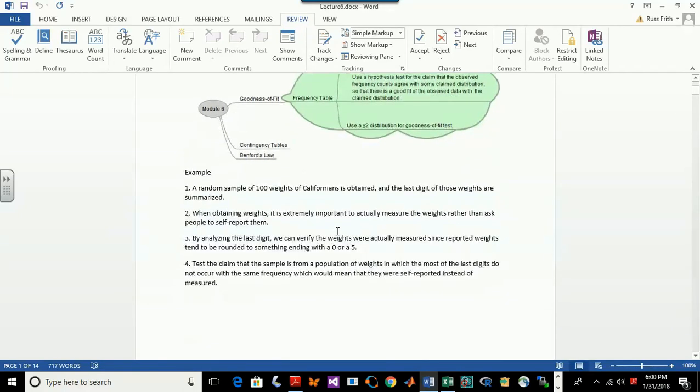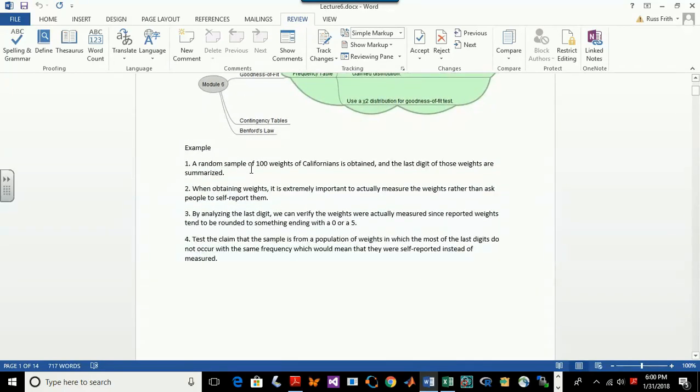Alright, so let's do an example. A random sample of 100 weights of Californians is obtained, and the last digits of those weights are summarized. When obtaining weights, it is extremely important to actually measure the weights rather than ask people to self-report. By analyzing the last digit, we can verify the weights were actually measured, since reported weights tend to be rounded to something ending with a 0 or a 5. We wish to test the claim that the sample is from a population of weights in which most of the last digits do not occur with the same frequency, which would mean that they were self-reported instead of measured.